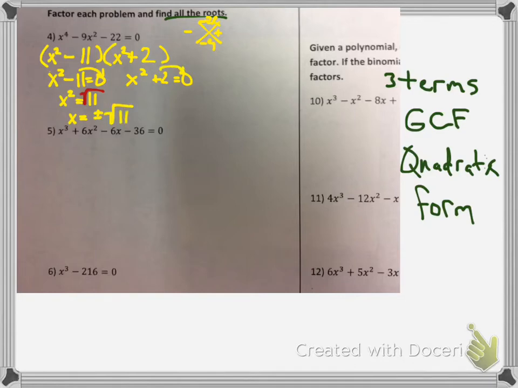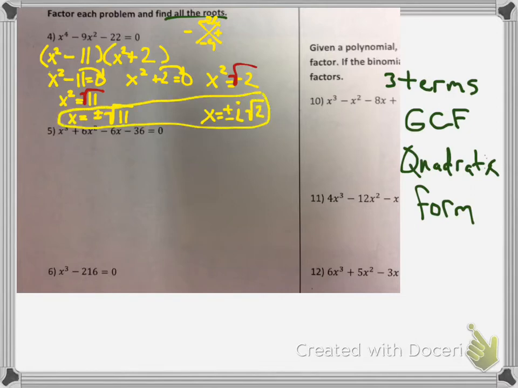Move this 2 over, and that's going to be x squared equals negative 2. I'm going to do the same thing, take a square root. But because of that negative, you've got to remember that you should always put plus and minus, then an i square root of 2. And that's where I get my 4 answers in a funky way.